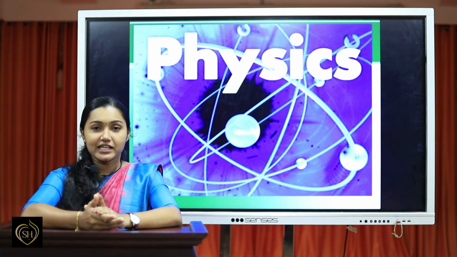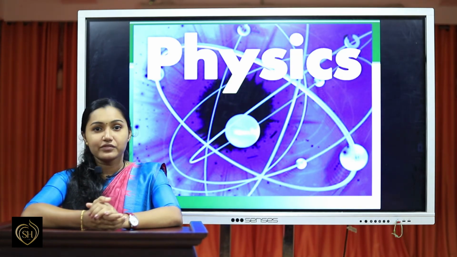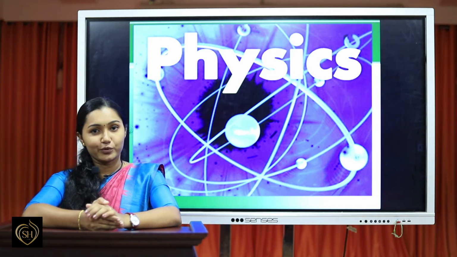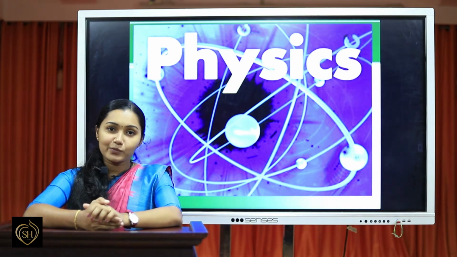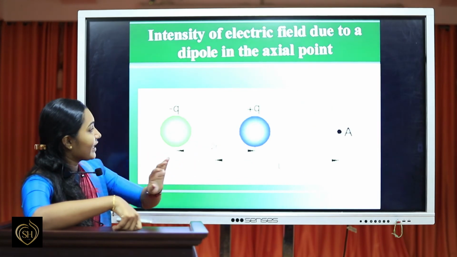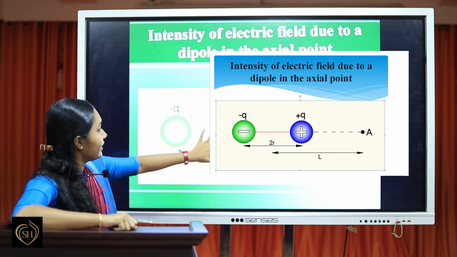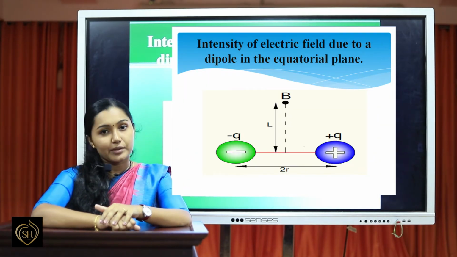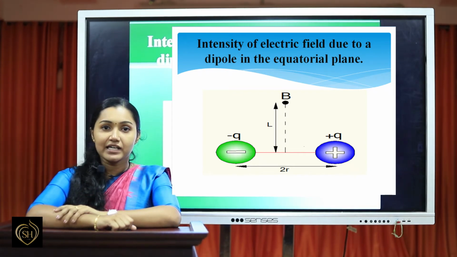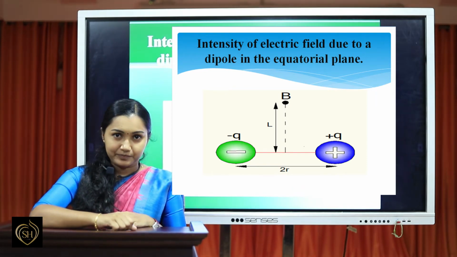Now we all know what is a dipole and a dipole moment. Now we want to find the intensity of electric field produced by a dipole. For that, we have to consider 2 points. One is on the axial line of a dipole and the other is on the equatorial plane of the dipole. Here, A is a point on the axial line of the dipole and B is a point on the equatorial plane of the dipole. We have to find the intensity produced by the dipole on A and B.